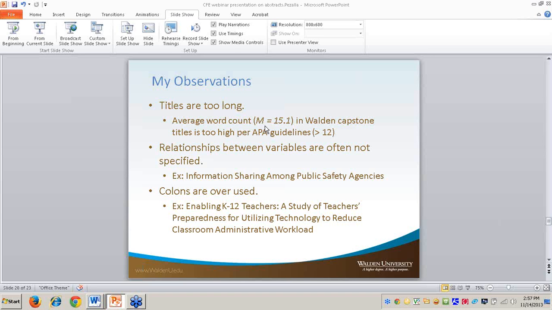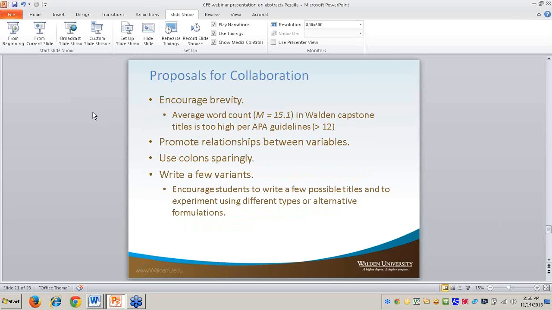A colon can often be appropriate if, and only if, the material after the colon elaborates on or modifies somehow the material before the colon. But if that can't be said with great confidence, then the colon typically should go. So those are my observations.